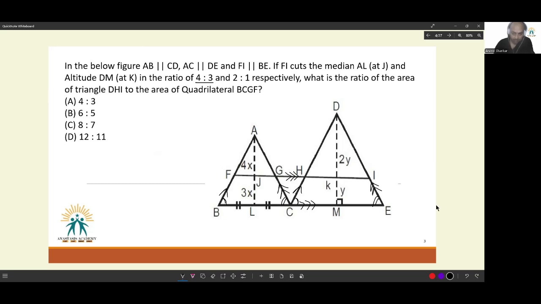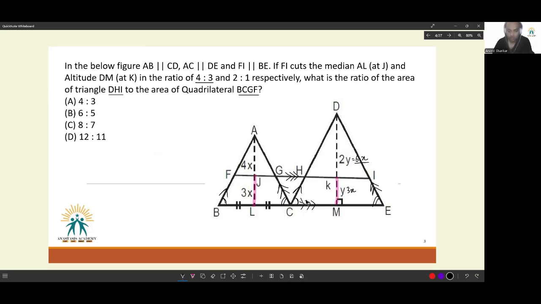Now see, FI and BC are parallel lines, so the perpendicular distance between them will remain constant throughout. So if this length here is 3x, this length here will also be 3x. And if y is 3x, 2y will be 6x. Okay. Now, finally, we are asked, what is the ratio of the area of triangle DHI, whose height is 6x, to the area of quadrilateral BCGF.